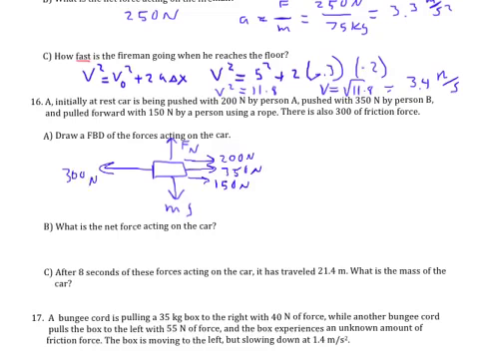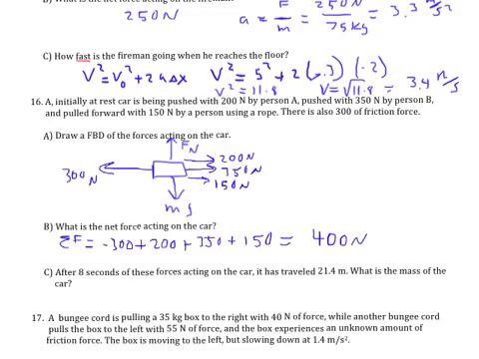So when I add up all my forces, the net force is going to be found by taking the sum of all these forces. The sum of these forces equals negative 300 plus 200 plus 350 plus 150. Add up all of those, and what you're going to find is you have a net force of 400 newtons in the positive direction.